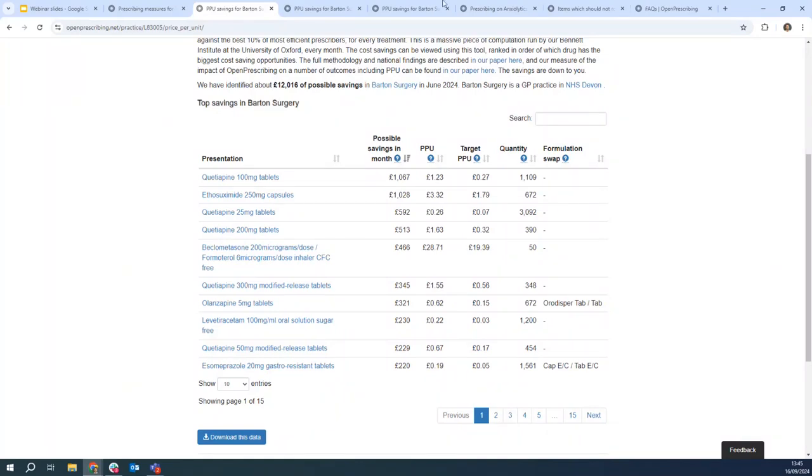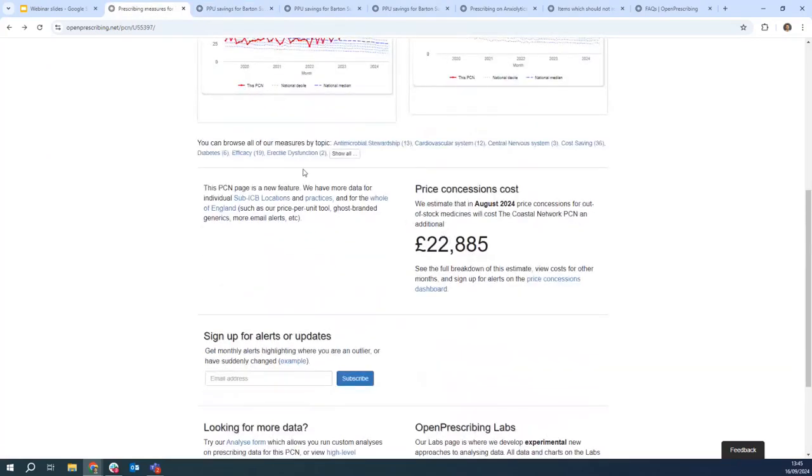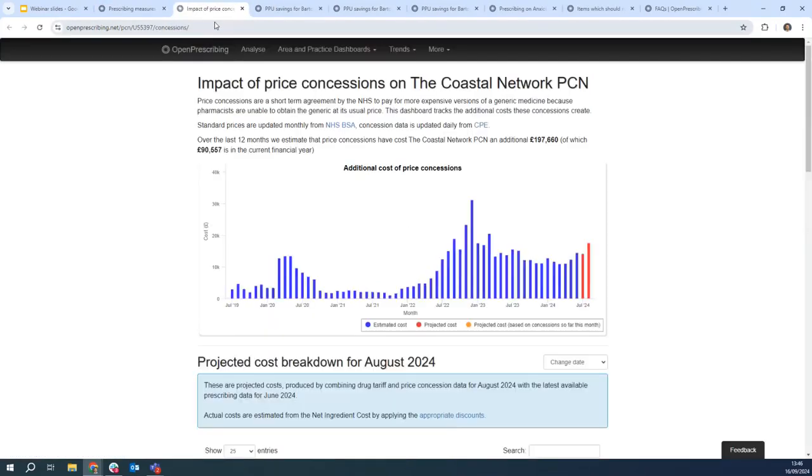I'm going to touch very briefly on price concessions. I think it's not hugely relevant or hugely important to you in, say, an individual practice. I think having an idea of price concessions is useful, but I don't think it's generally likely to change practice too much. So very brief description of price concessions.